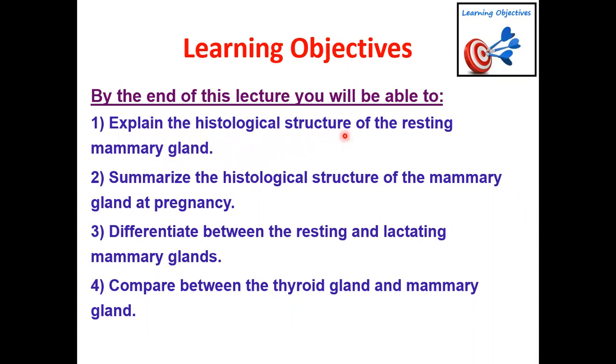You will be able to summarize the histological structure of the mammary gland at pregnancy. So we will cover the histology of the mammary gland at the resting state, in a non-pregnant, non-lactating female, the histological structure during pregnancy, and the histological structure of the mammary gland during lactation. We are also going to differentiate between the resting and lactating mammary gland. And I have one more tip: how to differentiate histologically between the thyroid gland and the mammary gland.